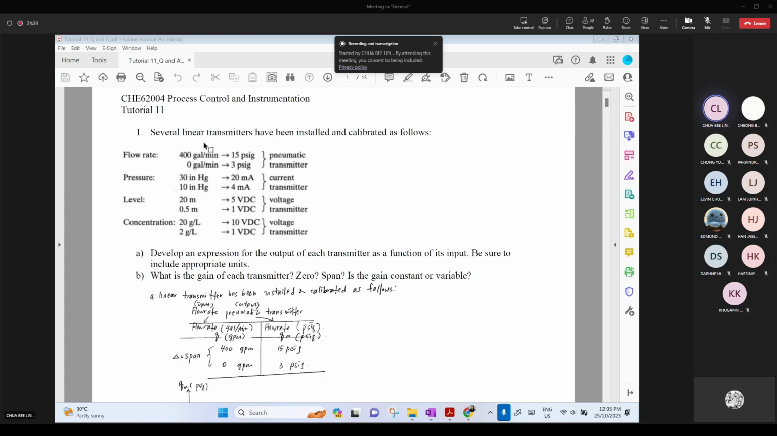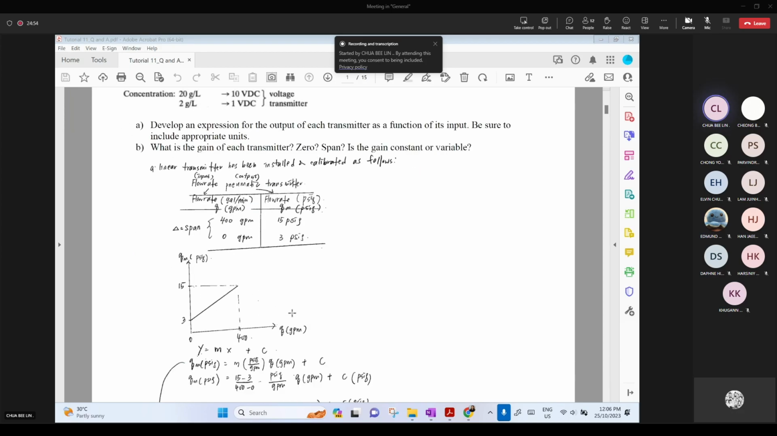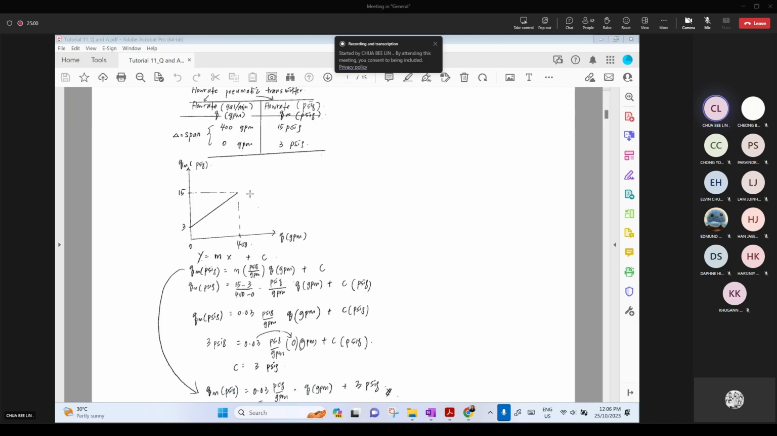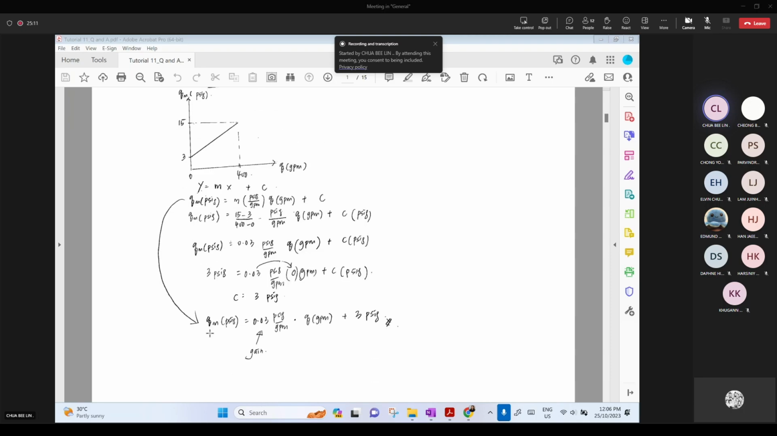For example, a linear transmitter means they convert the signal from gallon per minute into the PSIG unit. So you have to see the pneumatic transmitter. They will mention what the input is and what the output is. So please go through the examples of how to derive the linear equation, which is a straight line equation. The y-axis will always indicate the output, and the x-axis will indicate the input. So you are going to derive an equation to get the output relationship with the input.